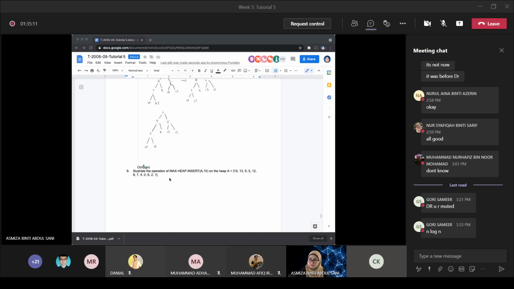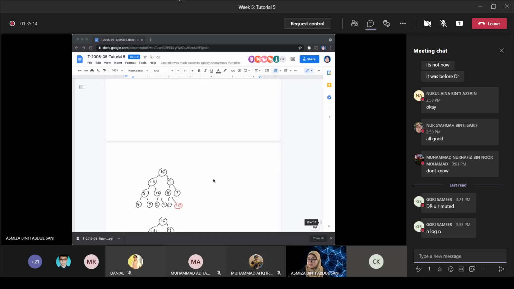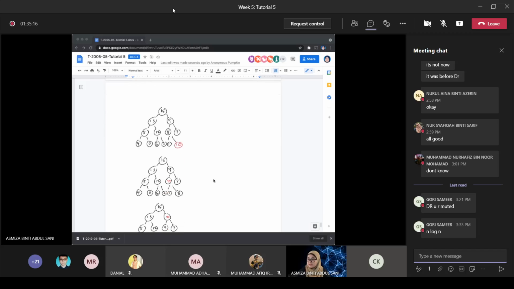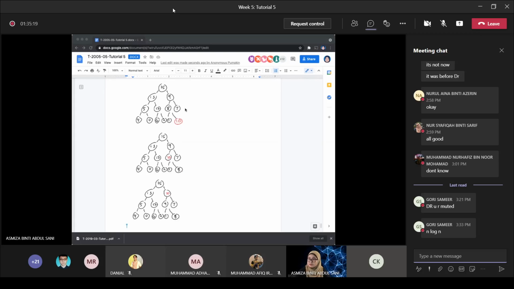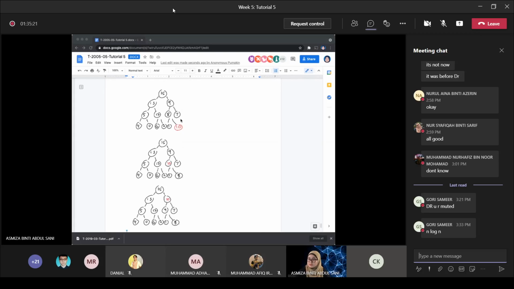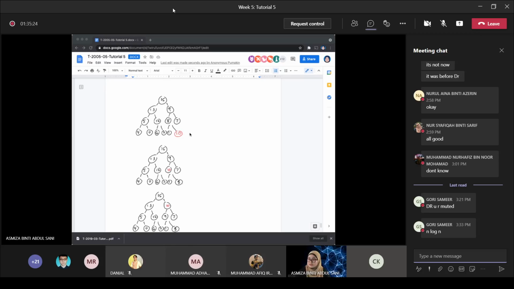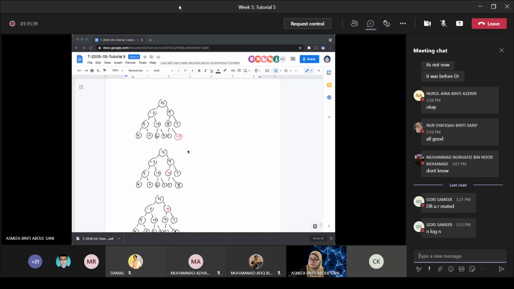So you remember the step when we want to do the insert into the heap? We create one element at the end. Before we actually have this 10 here, we initialize it as negative infinity. Then after that we increase the value into 10 over here, and once we have inserted the element, we are just going to look at the parent.